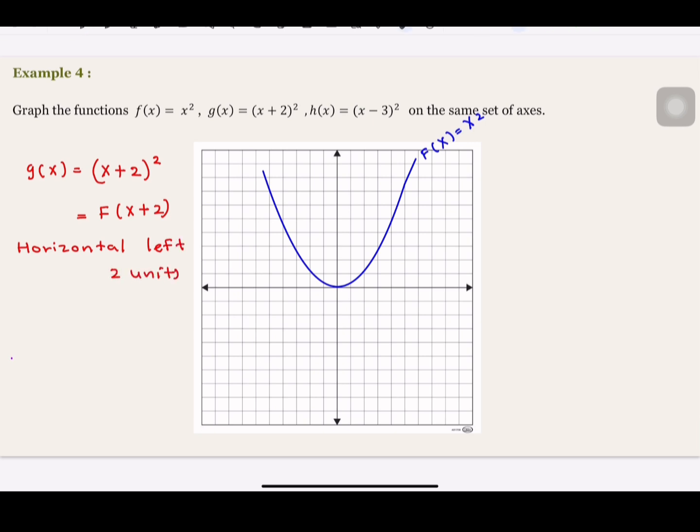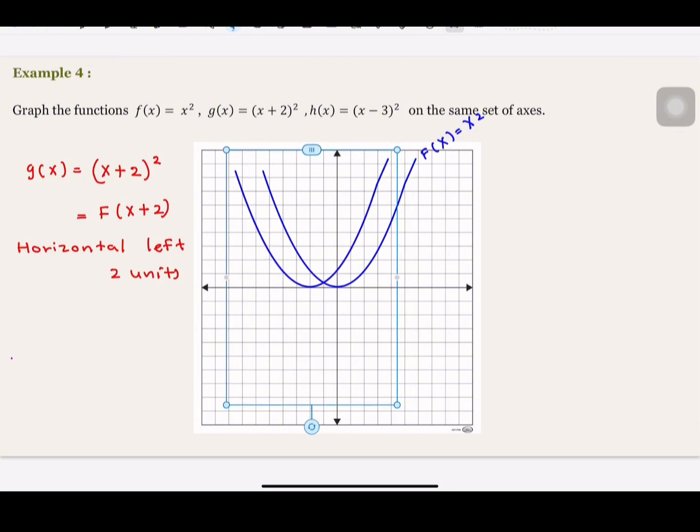So in order to sketch this function over here, you have to move this graph horizontally left by 2 units. So what I'm going to do is copy this graph, and then move this graph 2 units to the left. If you start from here, I'm going to move the origin 1 unit to the left and again another unit to the left.